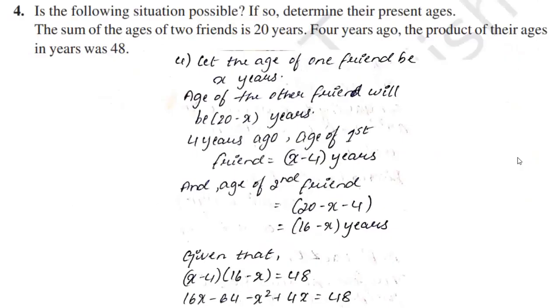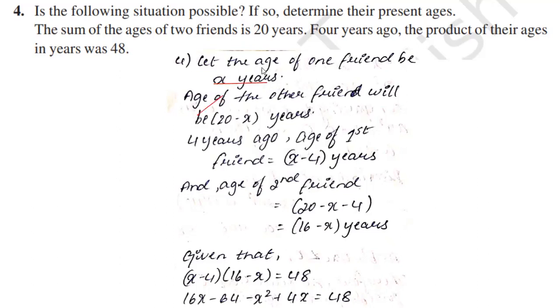Let's continue. Next question. If the following situation is possible, determine the present age. The sum of ages of two friends is 20. 4 years ago, the product of their ages was 48. We had done this.